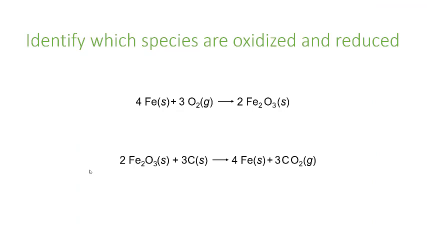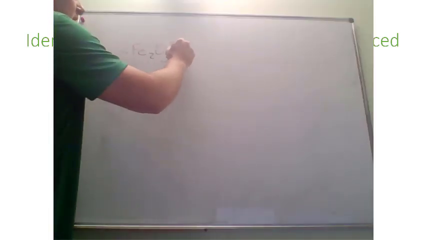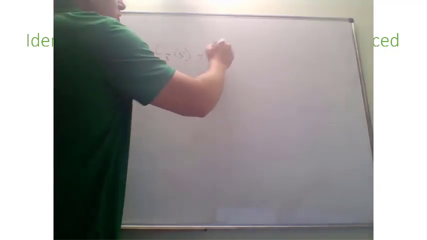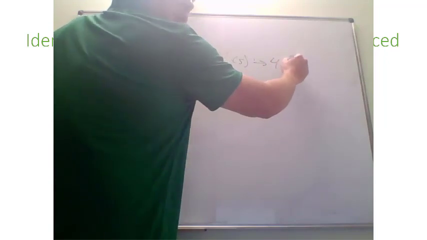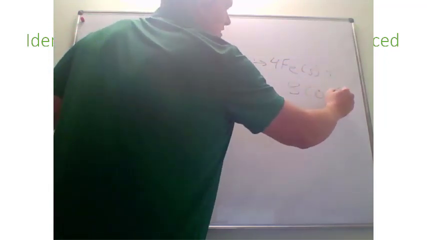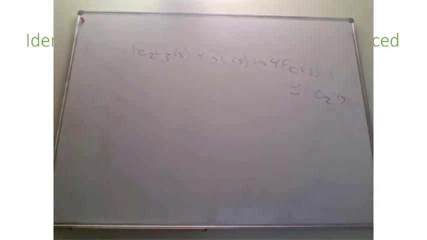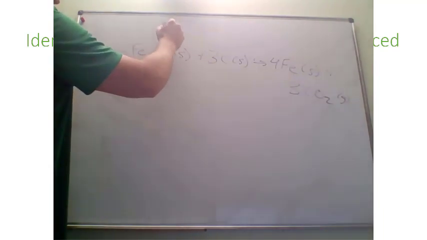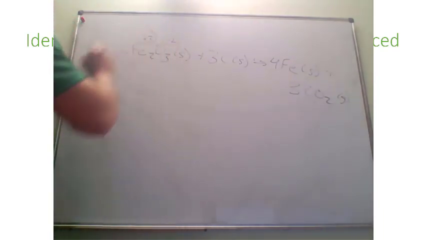Next, we can see that for the second reaction, we have 2Fe2O3 solid plus 3 carbon solids yields 4 iron solid plus 3 CO2 gas. So let's assign all of our oxidation numbers. Fe2O3, just as for the last example, we have a -2 for oxygen and a +3 for the iron.